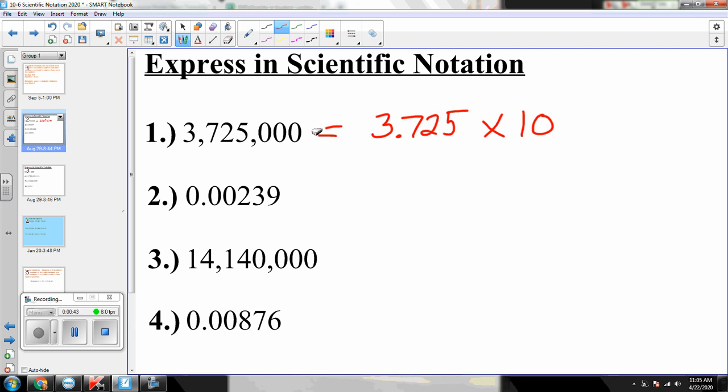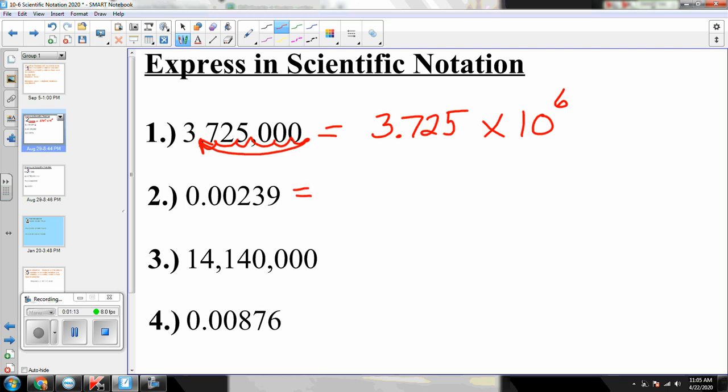Well, the exponent tells me how many places I moved my decimal point, not how many zeros are in the problem. If I have a whole number, my decimal point is at the end. How many places did I move to get my decimal point after the 3? Well, I went 1, 2, 3, 4, 5, 6. This is going to be to a positive 6 power because 3,725,000 is a large whole number.